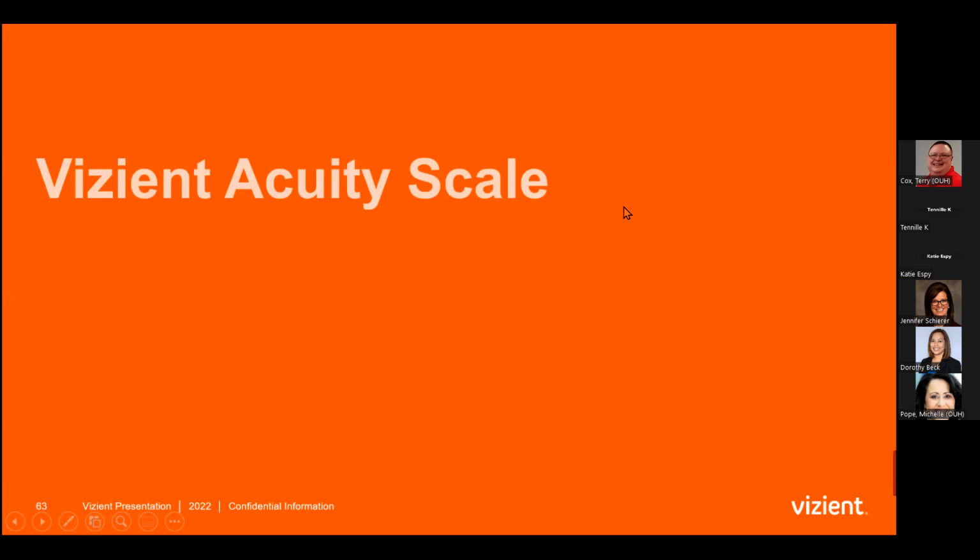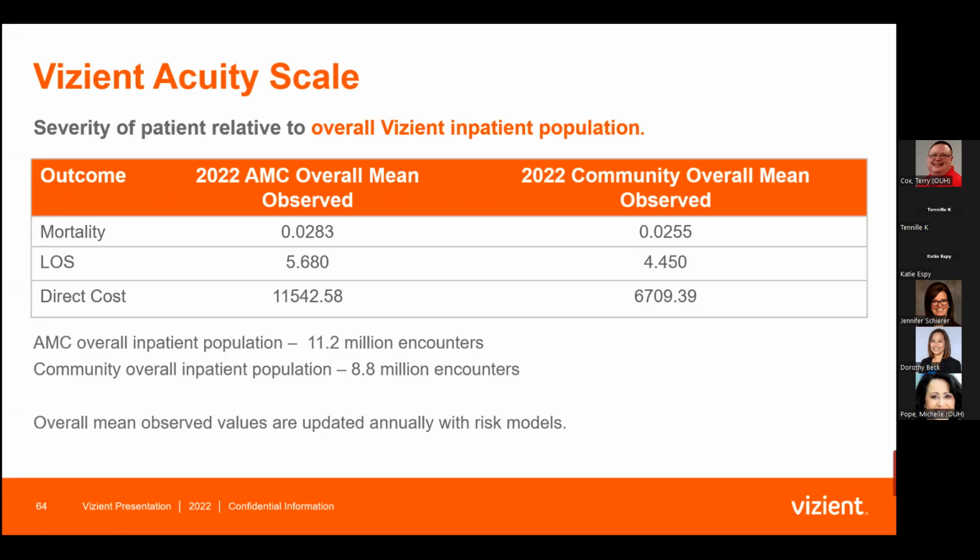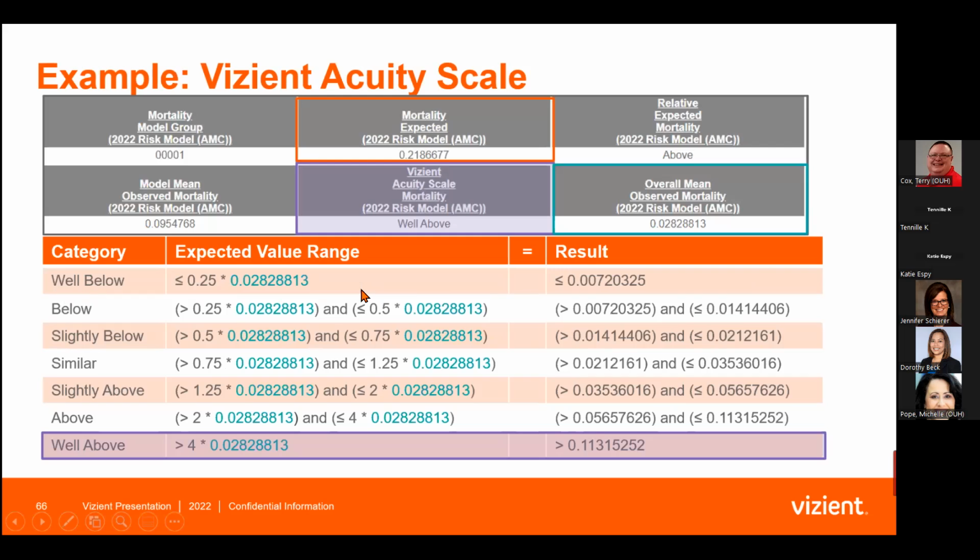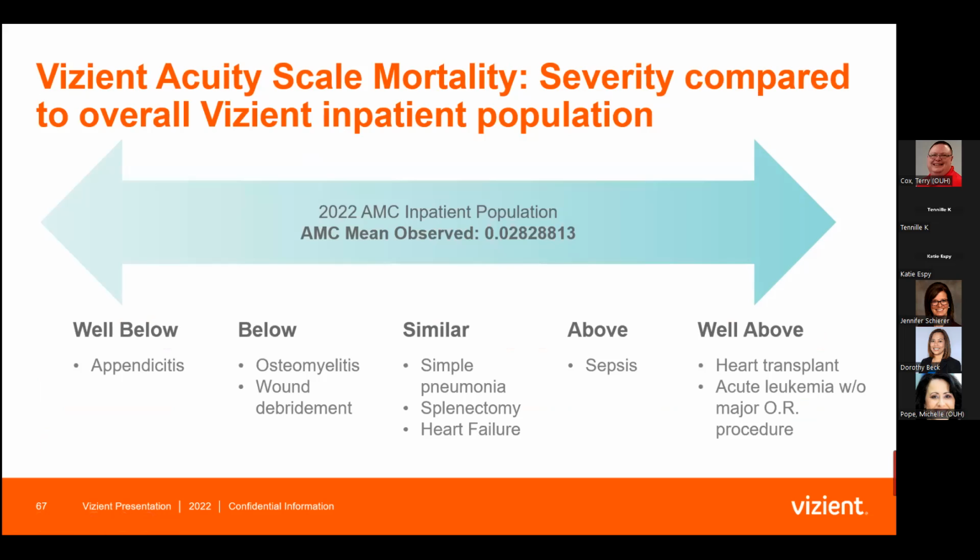And then this is the Vizient acuity scale, the same concept as relative expected measures, but we're looking at the Vizient inpatient population, the whole Vizient inpatient, which is about 11.2 million encounters. If you look at 2022, these numbers that you see on the screen here are constant. They've not changed. You will see that in all case profile reports. They're all going to be the same, even though they're in different risk model groups. So it's the same concept there, it's just a bigger population, right?